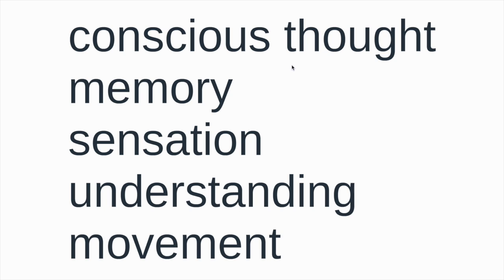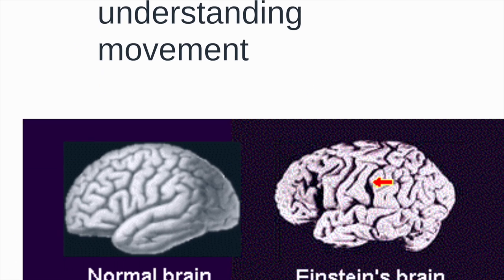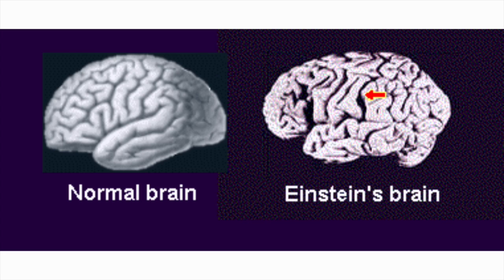And the cerebral cortex, its functions include conscious thought, memory, sensation, understanding, and control of voluntary muscles. And the gyri are folds that increase the surface area of the cerebral cortex.